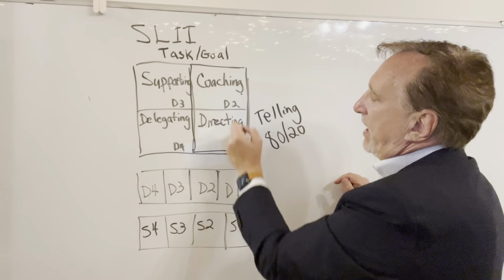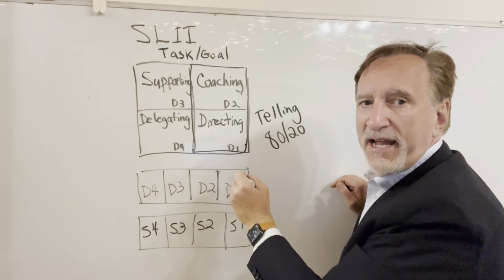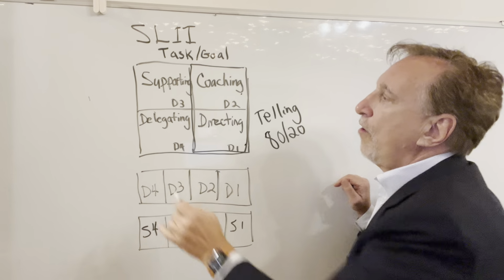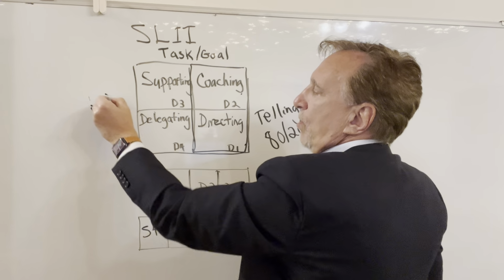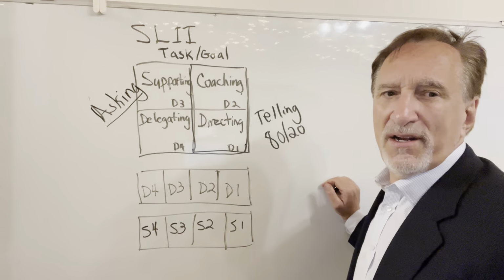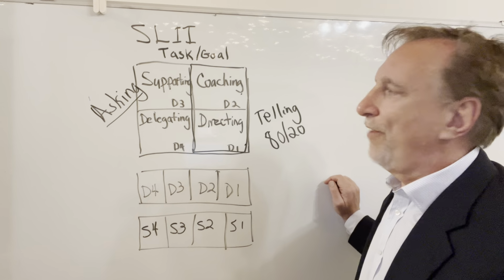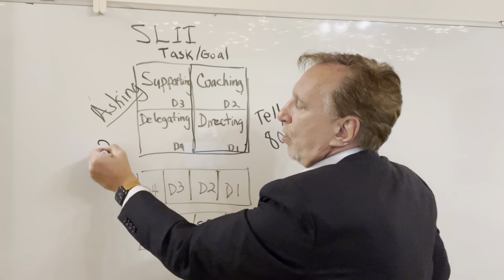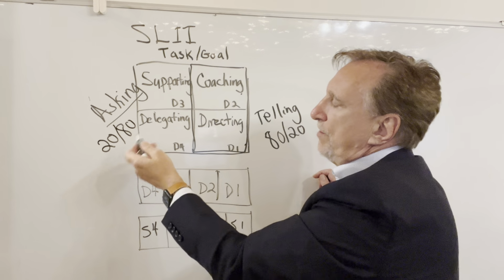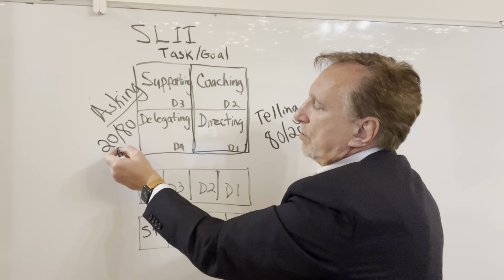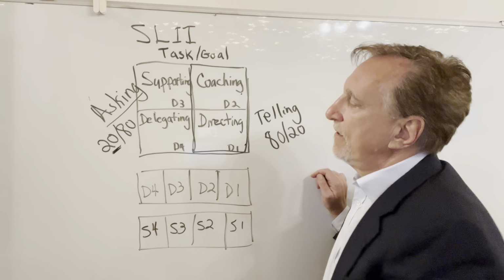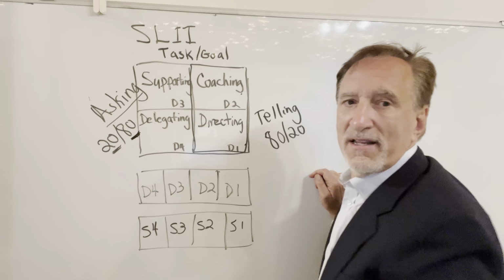But you're telling on this side. Once you've given them a task or a goal and they haven't done it before and they're new to it, you're doing 80-20. Over here, you're asking. You're doing more asking about how they're going to do it and what kind of support they need and what kind of things you can help them with. But you're asking. And again, it's 20-80. This is simple mathematics. The 80-20 rule. You're talking about 20% of the time, and mostly it's questions. And you want them to be talking 80% of the time.